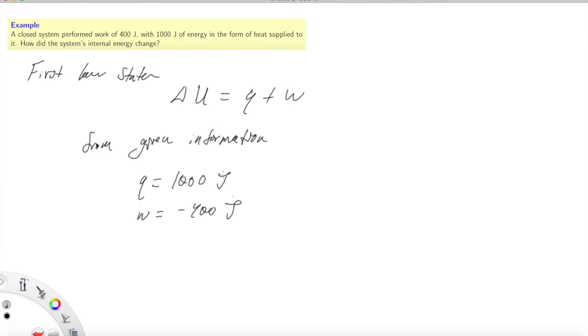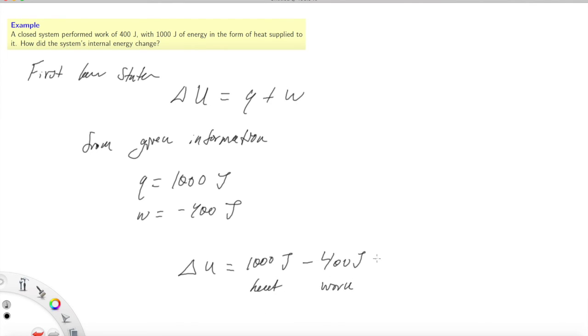And we have 400 joules of work being performed by the system. So the work is negative. If the work were being done to the system, then the work would be positive. But since it's performed by the system, it's going to be negative.